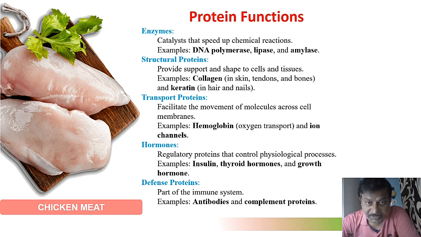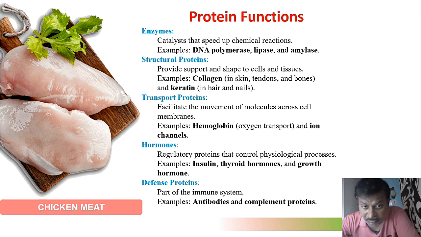Transport proteins facilitate the movement of molecules across the cell membranes. For example, hemoglobin transports oxygen, and ion channels present in our cell membrane transfer sodium, potassium and other ions. Then hormones: some of the hormones are proteins, regulatory proteins that control physiological processes. For example, insulin is a very important hormone which is made up of protein. Also thyroid hormones, T3 and T4, and growth hormones.